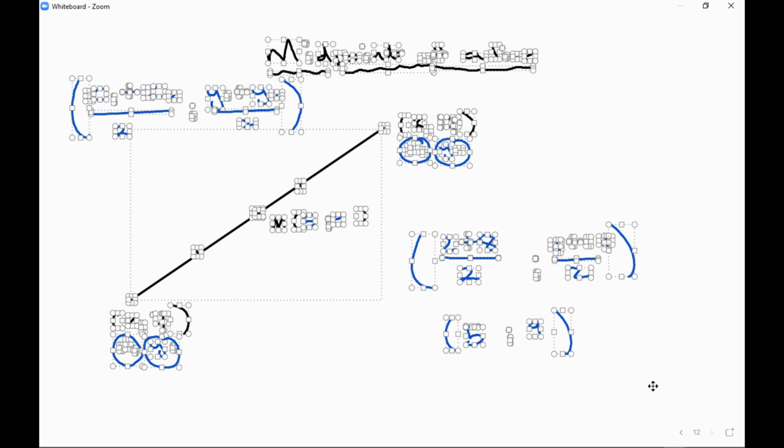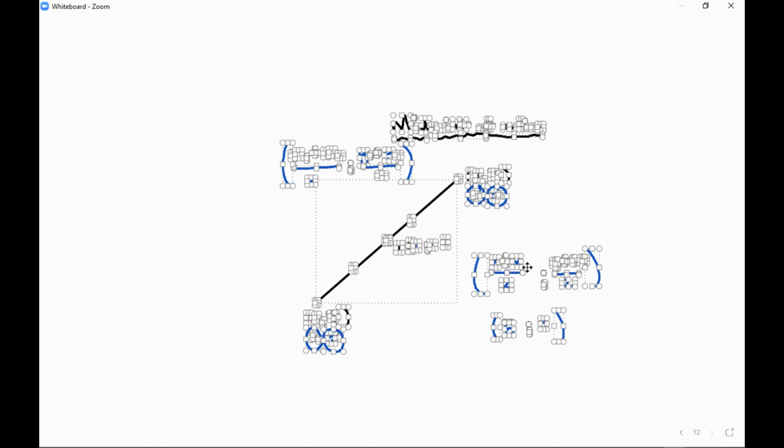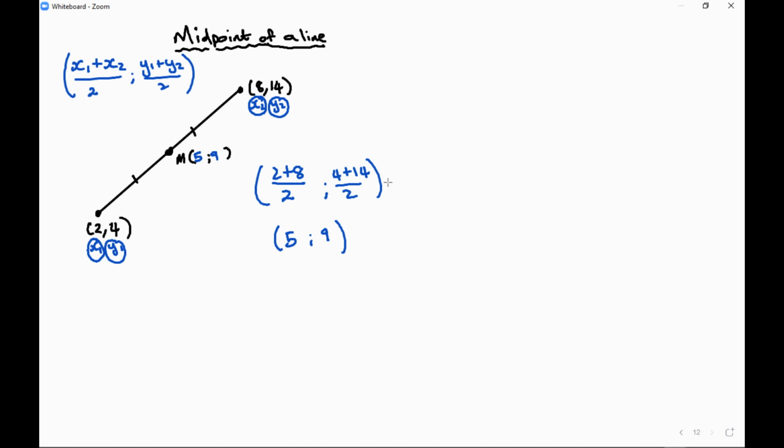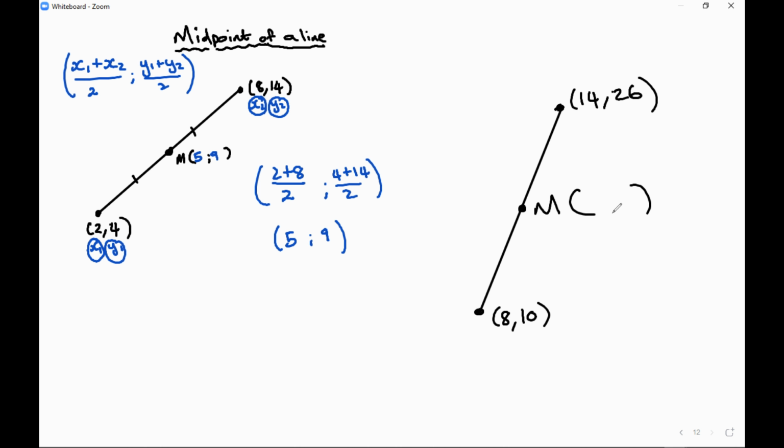All right, keeping that in mind, I'll leave it on the side here. Let's see if you can find the midpoint of this line. See if you can get me the coordinate of the midpoint for this line. Try it, and I'll go through it in a bit.